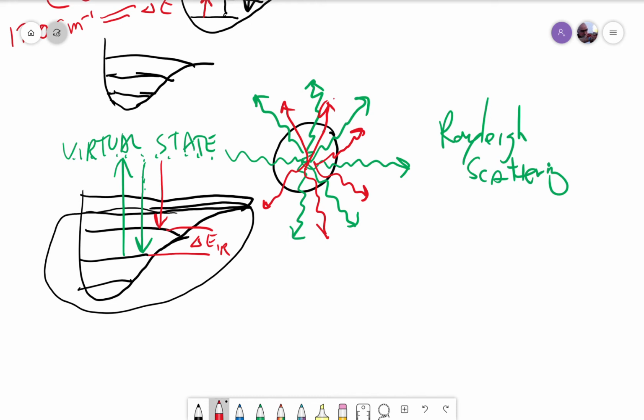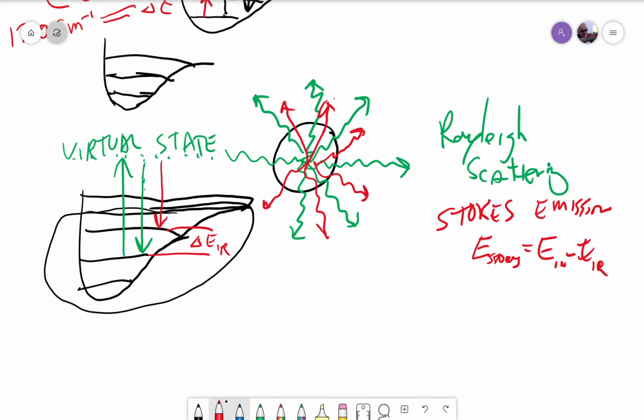the photon that would be released would be redshifted towards longer wavelengths, and that would be called Stokes emission, where the energy of the Stokes emission would be equal to the energy in minus the energy of the IR.